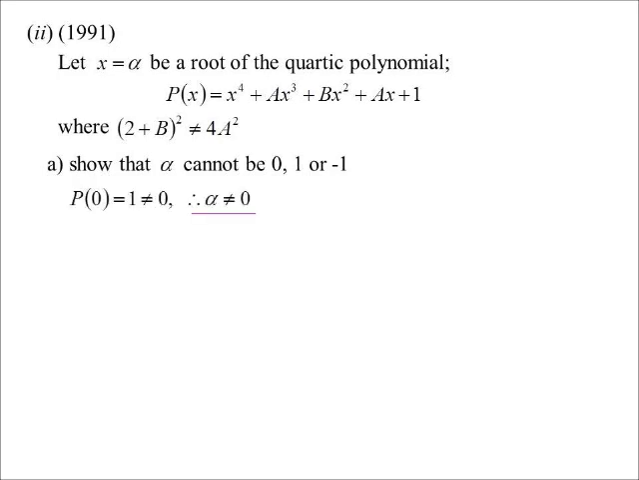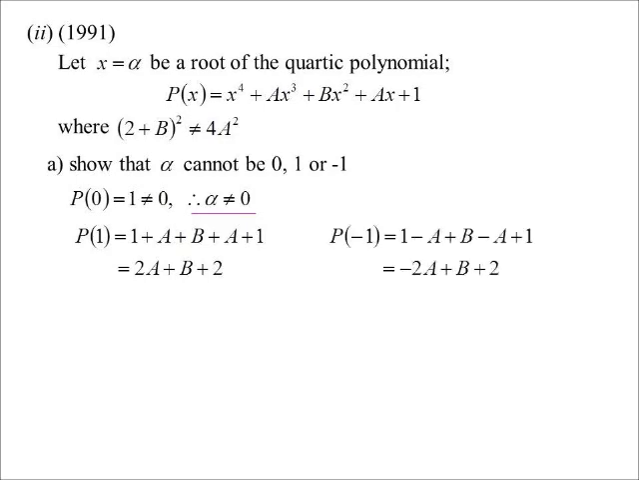Well, P(0) equals 1, so it fails the factor theorem, so alpha can't equal 0. But what about 1? If I sub 1 in, I get 2a plus b plus 2. Well, I can't actually say that that can't equal 0. So let's have a look at minus 1. I get a very similar expression, minus 2a plus b plus 2. I need to be able to show that these aren't factors.